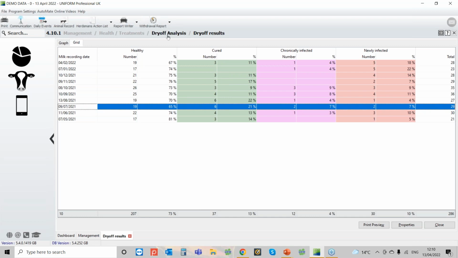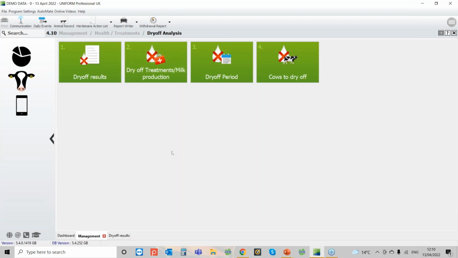If we go back to dry off analysis, then we can look at it for treatments, so we can break it down per treatment. And the great thing with Uniform is, even though we've been doing it a long time, we still keep coming across reports that we look at and think, well, that could be really useful. So this one here, if we just select it, it will take a little bit of time because it's quite a big database.